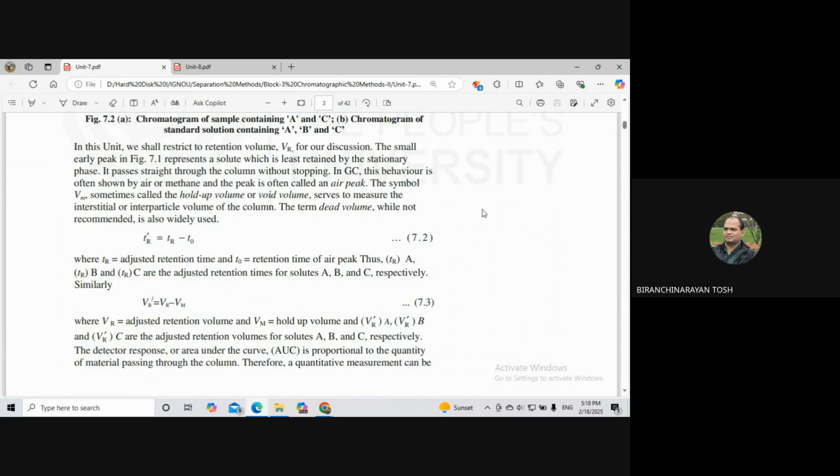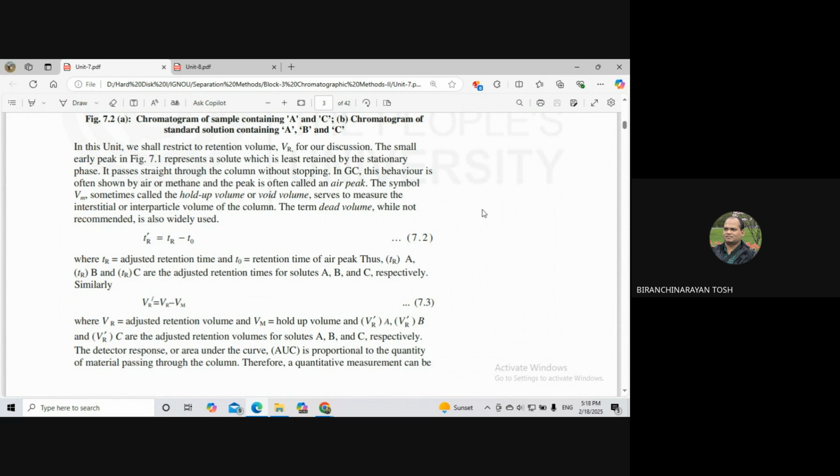Thus TR'A, TR'B, TR'C are the adjusted retention times for solutes A, B, C respectively. Similarly, for retention volume, VR prime will be equal to VR minus VM, where VR prime is the adjusted retention volume and VM is the hold-up volume, and VR'A, VR'B, VR'C are the adjusted retention volumes for solutes A, B, C respectively.